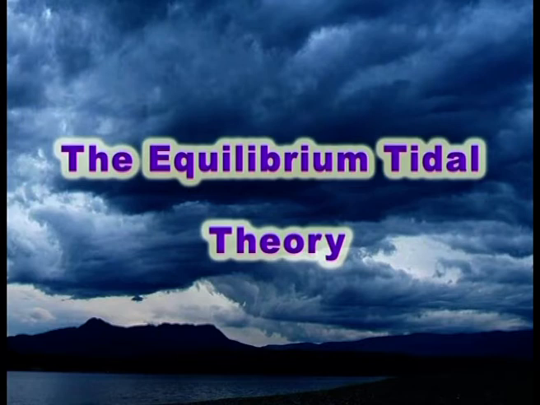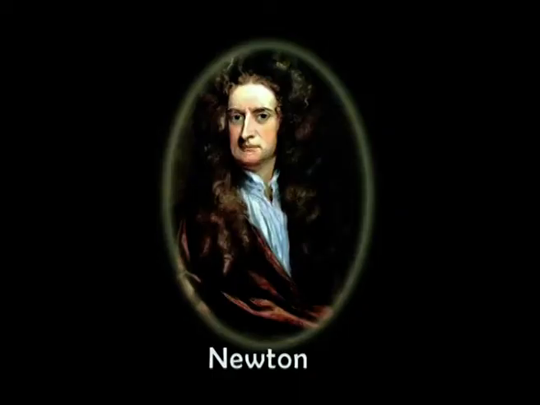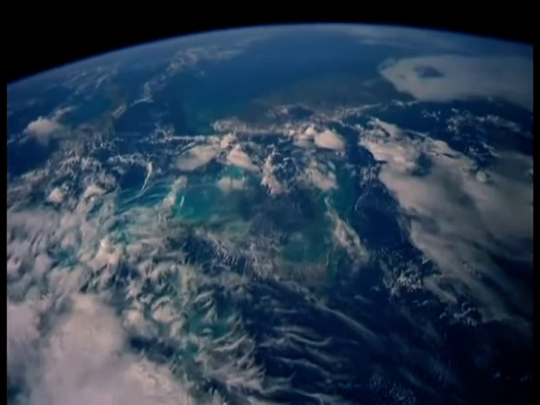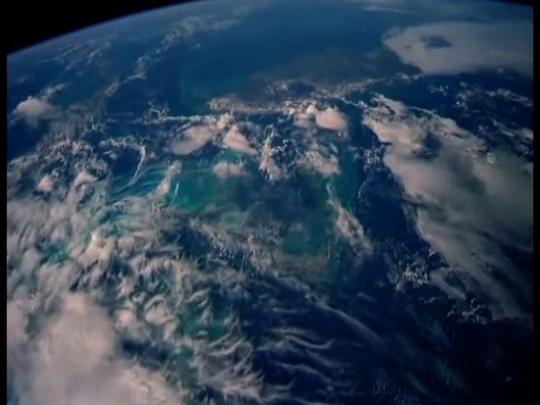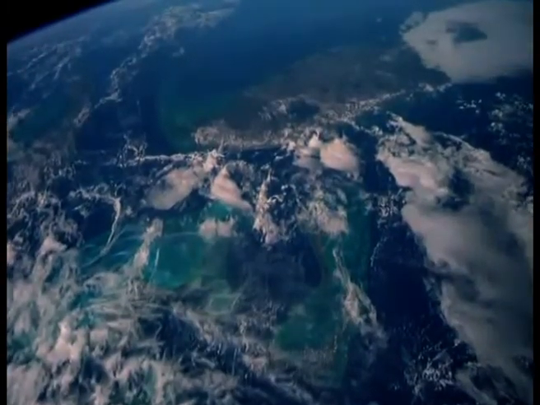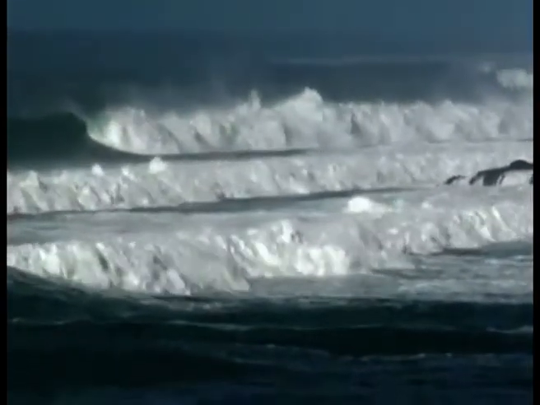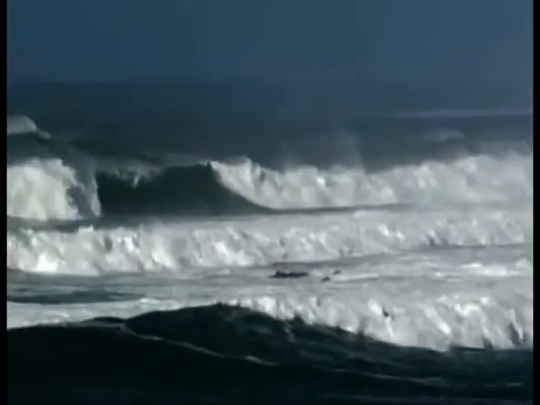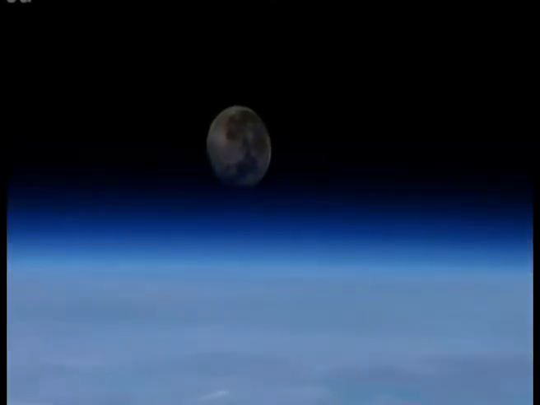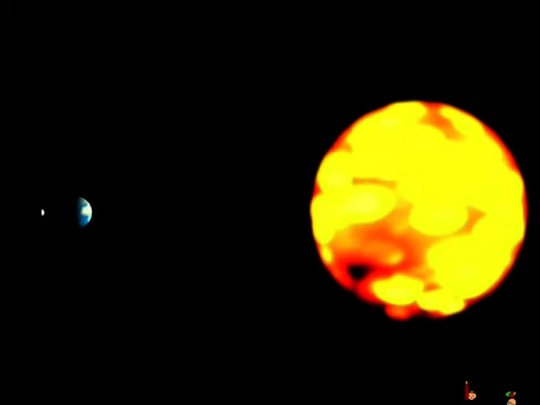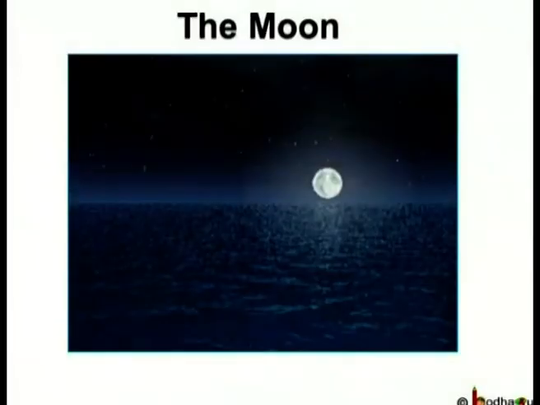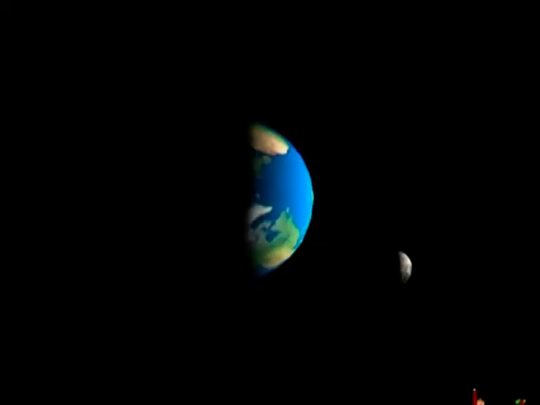The equilibrium tidal theory. Newton's equilibrium tidal theory is based on the assumption that the earth is covered by a uniform layer of water. This was sought to simplify the relationship between the oceans and the tide-raising bodies, the moon and the sun. This results from the differential gravitational attractions of the moon and the sun over the surface of the earth. The moon is nearer to the earth and therefore its effect is felt more than the sun's.